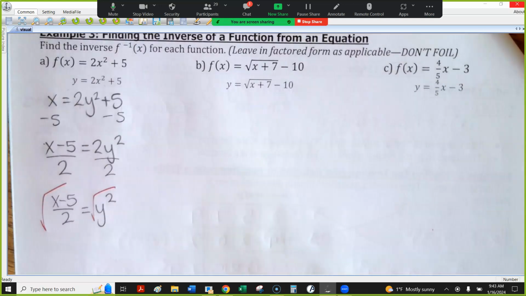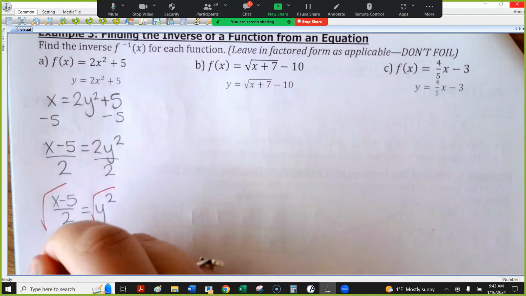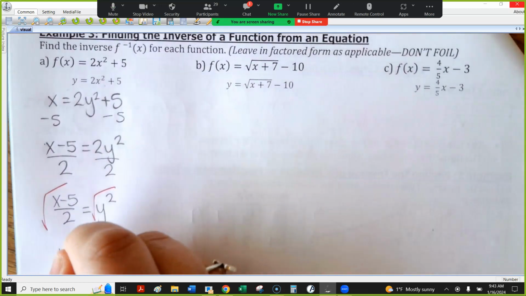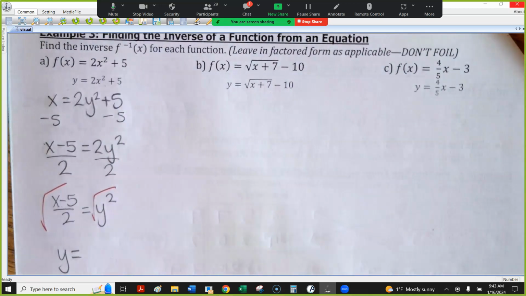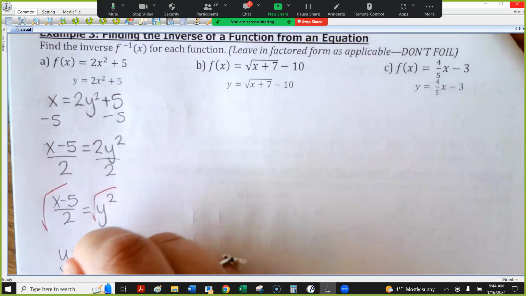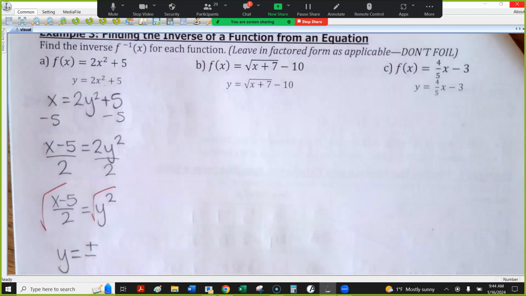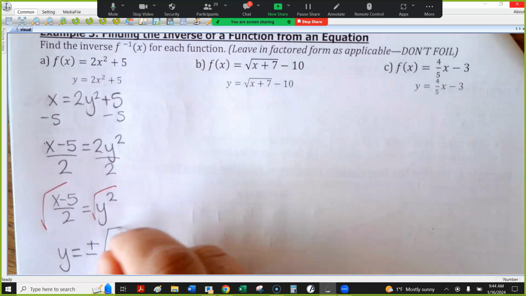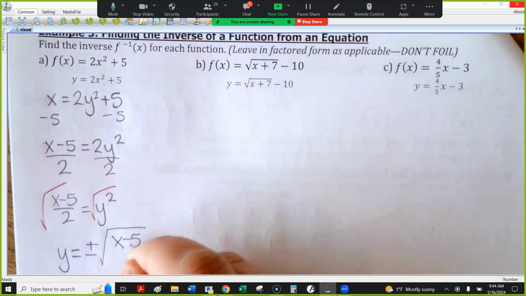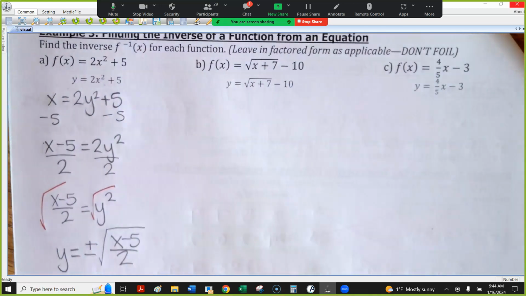And I'm just going to, because it's how I always write things, put y on the left side there. We're going to put plus and minus. You have to put the plus and minus in front of it. And then just go ahead, leave this as a fraction, x minus 5 over 2, that whole thing under square root. Don't worry about rationalizing a denominator or anything like that.